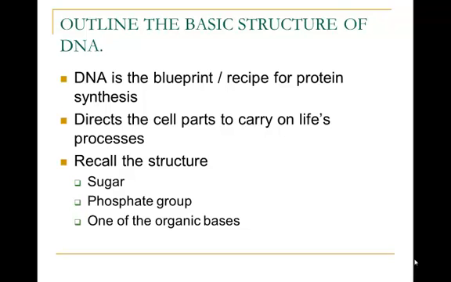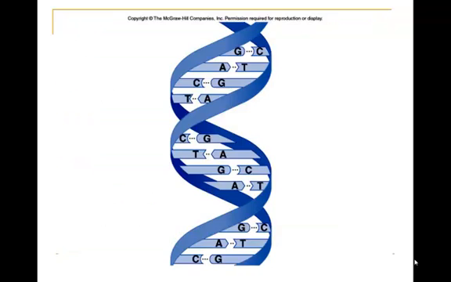And DNA, in our cell, is responsible for all of our cell parts to know what to do or to carry on the life processes for us. So let's review the structure again. Remember that it's a sugar, a phosphate, and an organic base. And the organic bases come together and make sort of like the rungs of a ladder, if you will. And the sugar and phosphate then create the sides of the ladder.